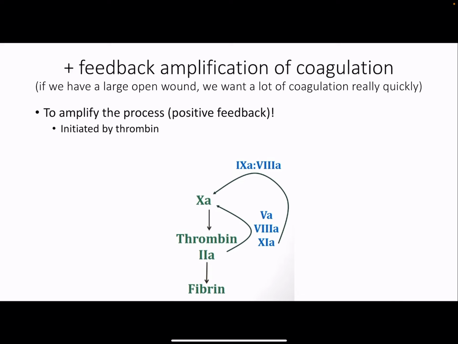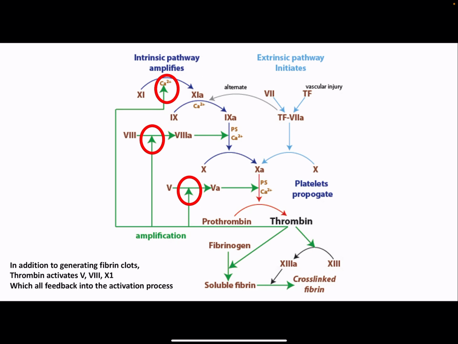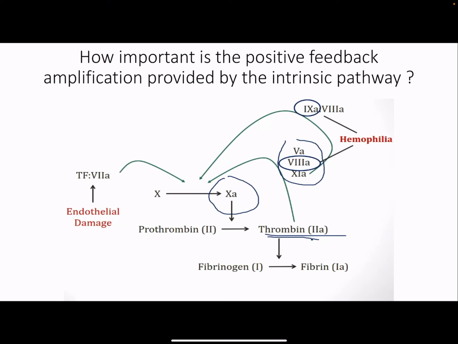So I mentioned the positive feedback scheme by thrombin. Thrombin's job is mostly to activate fibrin. But, as we saw with platelets, we don't want it to clot eventually. We'll probably want it to clot right now, really quickly. So we have this positive feedback where thrombin also helps further activate 11, 8, and 5. Again, thrombin comes in and activates 5, 8, and 11 just to amplify the process.